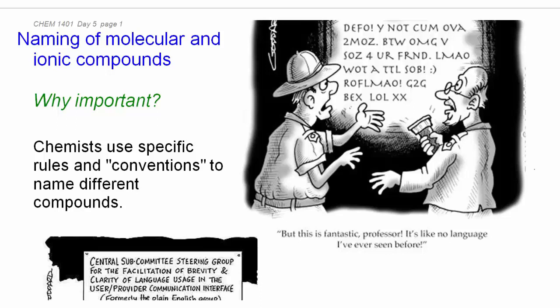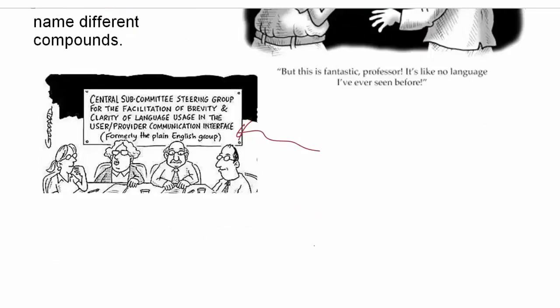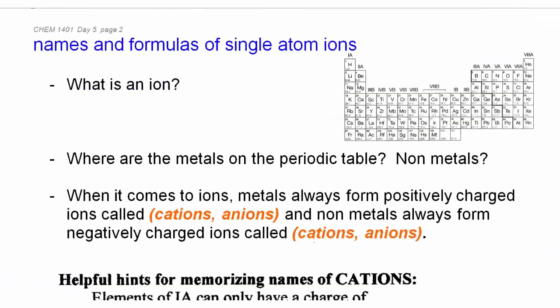Naming of molecular and ionic compounds. So chemists use rules and conventions to name different compounds. It's just like any language. Some of it is going to seem pretty Greek, and literally some of it will be Greek, and other times it's going to seem not very short. But we're going to get through it, and it's going to work, and we're going to make it work for us. So let's start with the names and formulas of single atom ions.